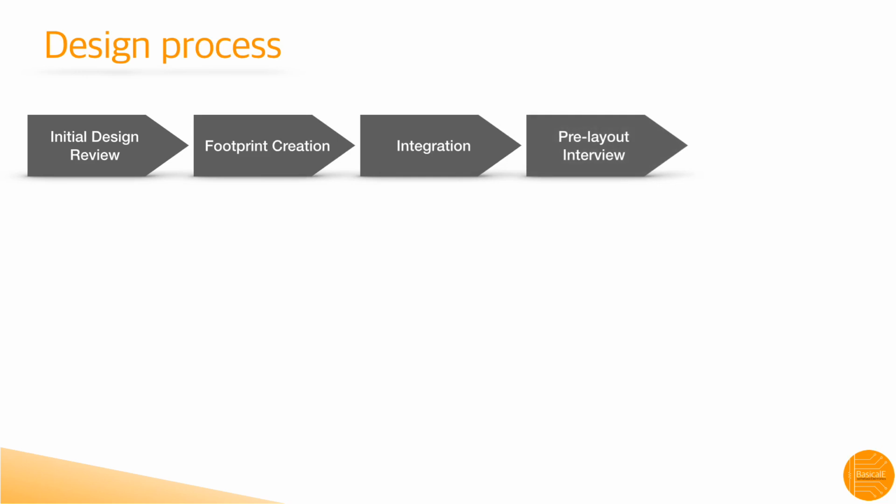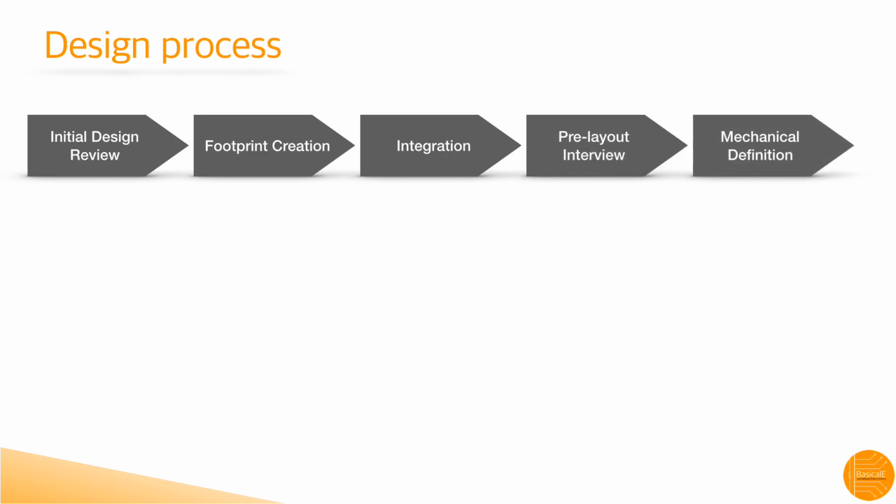Step 4 is pre-layout interview. In the pre-layout interview, the board designer and engineer discuss the design at the initial stage of the process. Through this the board designer can understand and collect initial information like mechanical specs, thickness of the PCB, number of layers etc. The pre-layout interview will help to establish the rapport between the design engineer and board designer.